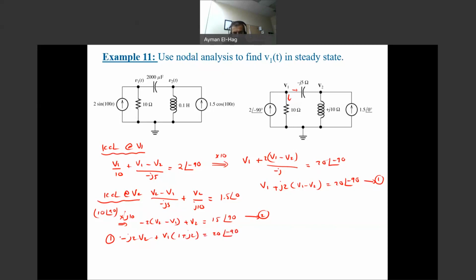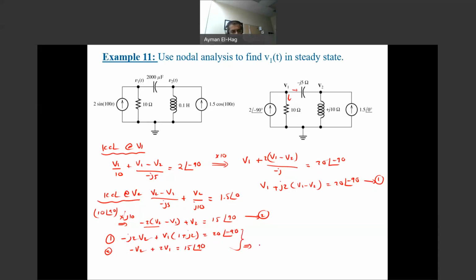And if we look at equation number 2 here, minus 2V2 plus V2, so this becomes minus V2, and for V1 plus 2V1 equal to the 15 angle of 90. So now we have these two equations. I want to eliminate V2, it's easier to eliminate V2. So I will multiply equation number 2 by minus J2.